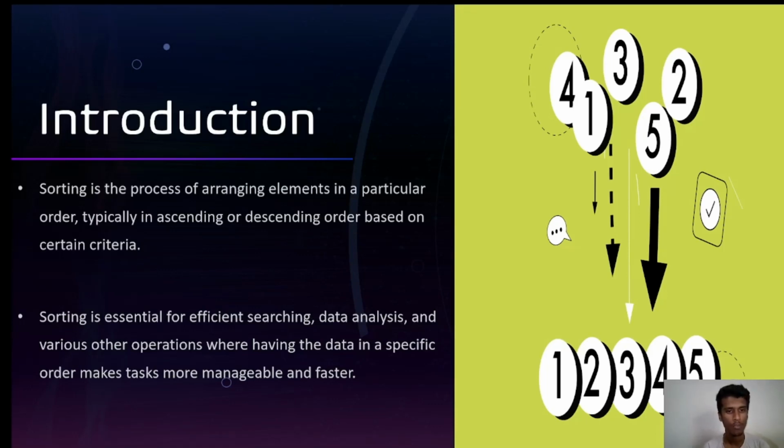Sorting is a process of arranging elements in a particular order, typically ascending or descending, or based on the criteria. Sorting is arranging numbers in ascending or descending order, or according to alphabets or numbers. Sorting is essential for efficient searching, data analysis, and various other operations where having the data in a specific order makes tasks more manageable and faster.